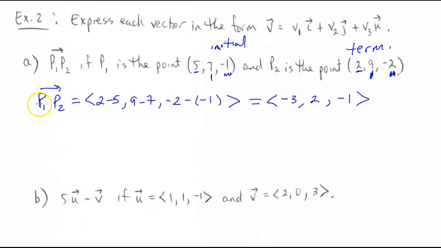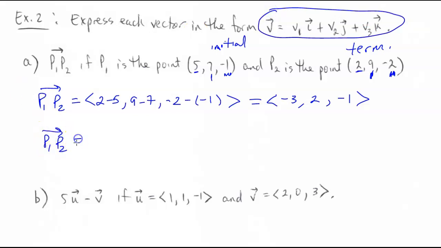Okay, so if we want to write this in this form, what we'll do is just say now that the vector P1P2 is just going to be -3 in the i direction plus 2 in the j direction minus 1 in the k direction.